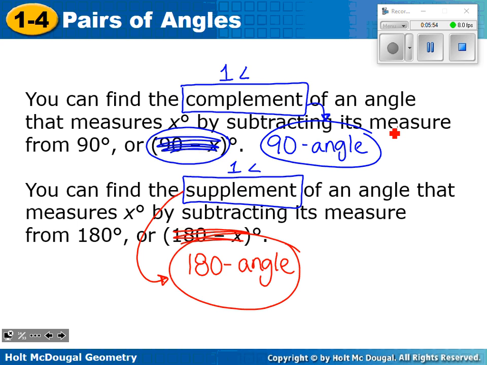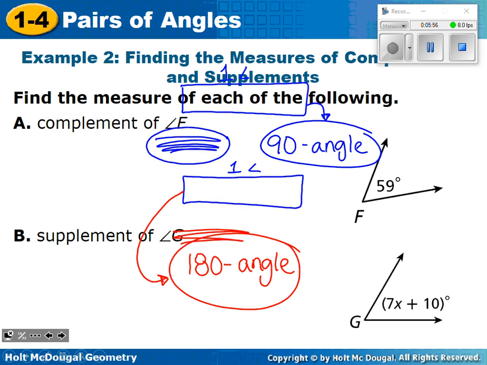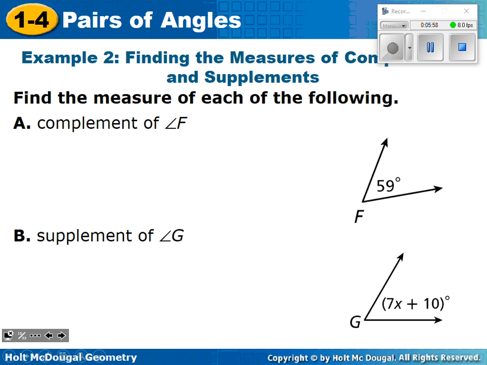Okay, so we're going to practice on a few problems. It's going to start off easy and then get a little bit harder. So the first one is the complement of F. Look at the picture, look at F. When you see the word complement, what are you going to think? 90 minus the angle. In this case, that's going to be 59.